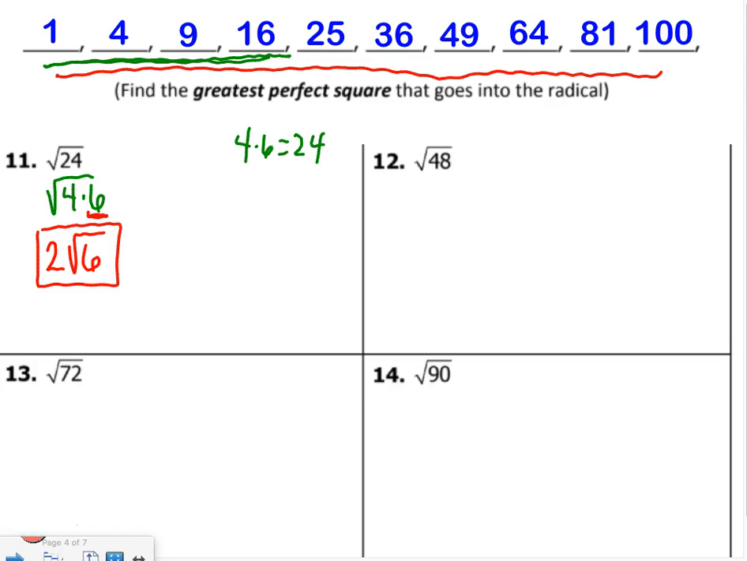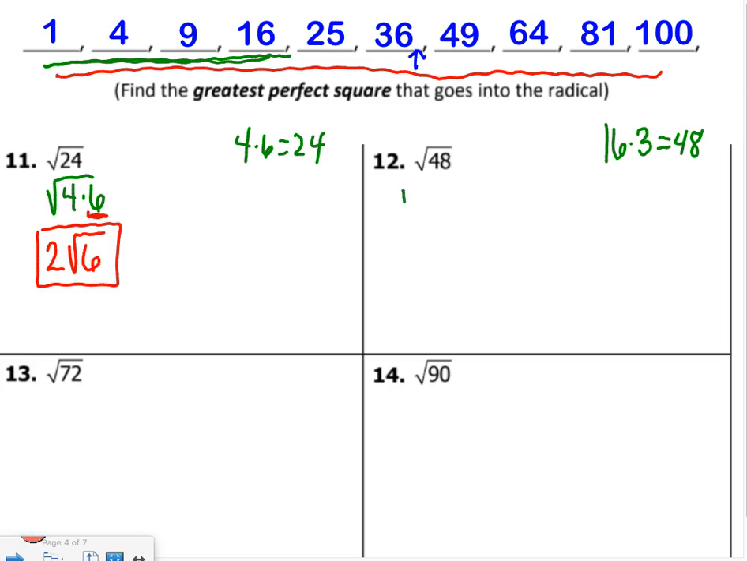Okay, let's jump over to 12. So again, I'm looking for which one of my perfect squares up there evenly goes into 48. So again, I want to first start with numbers that are less than 48. So that would start me right at 36. Well, I hope we all have enough number sense to know that 36 does not evenly go into 48. So now I'm going to try 25. Nope. 48 divided by 16, does that work? Well, it sure does, because 16 times 3 gives me 48.